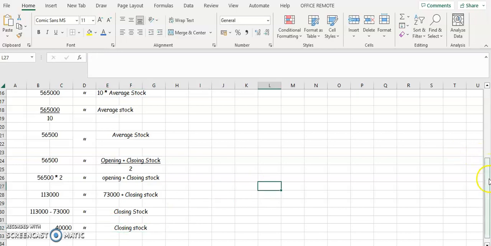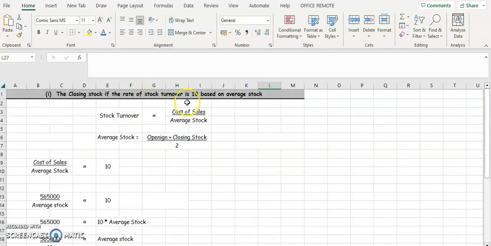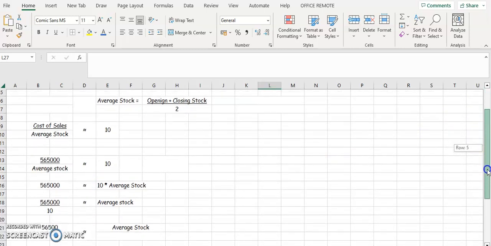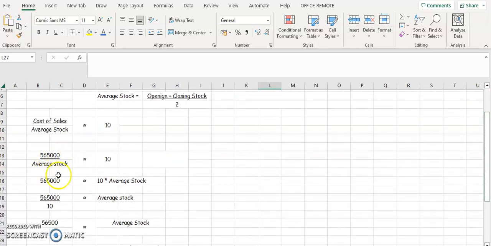So remember, two parts of the question. Your first part, you're using the first formula to get average stock on its own. So stock turnover is equal to cost of sales divided by average stock. Cost of sales divided by average stock is equal to 10 because it's telling you that in the question. We go and find the cost of sales figure in the profit and loss that we have. So 565,000 divided by average stock is equal to 10. So now we cross multiply by average stock. If it's division on this side, when we bring it over to equals, it becomes multiplication. So 565,000 is equal to 10 multiplied by average stock.